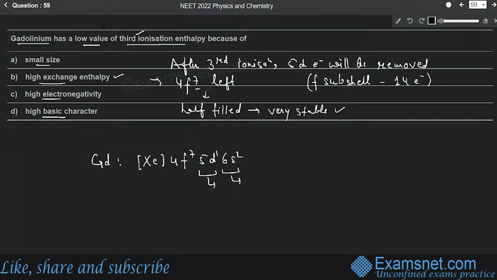Therefore, this half filled 4f7 will be very stable, and due to this it will have very high exchange energy, right? And this is the reason why very low energy will be required for the third ionization. Therefore, option B is the correct answer.